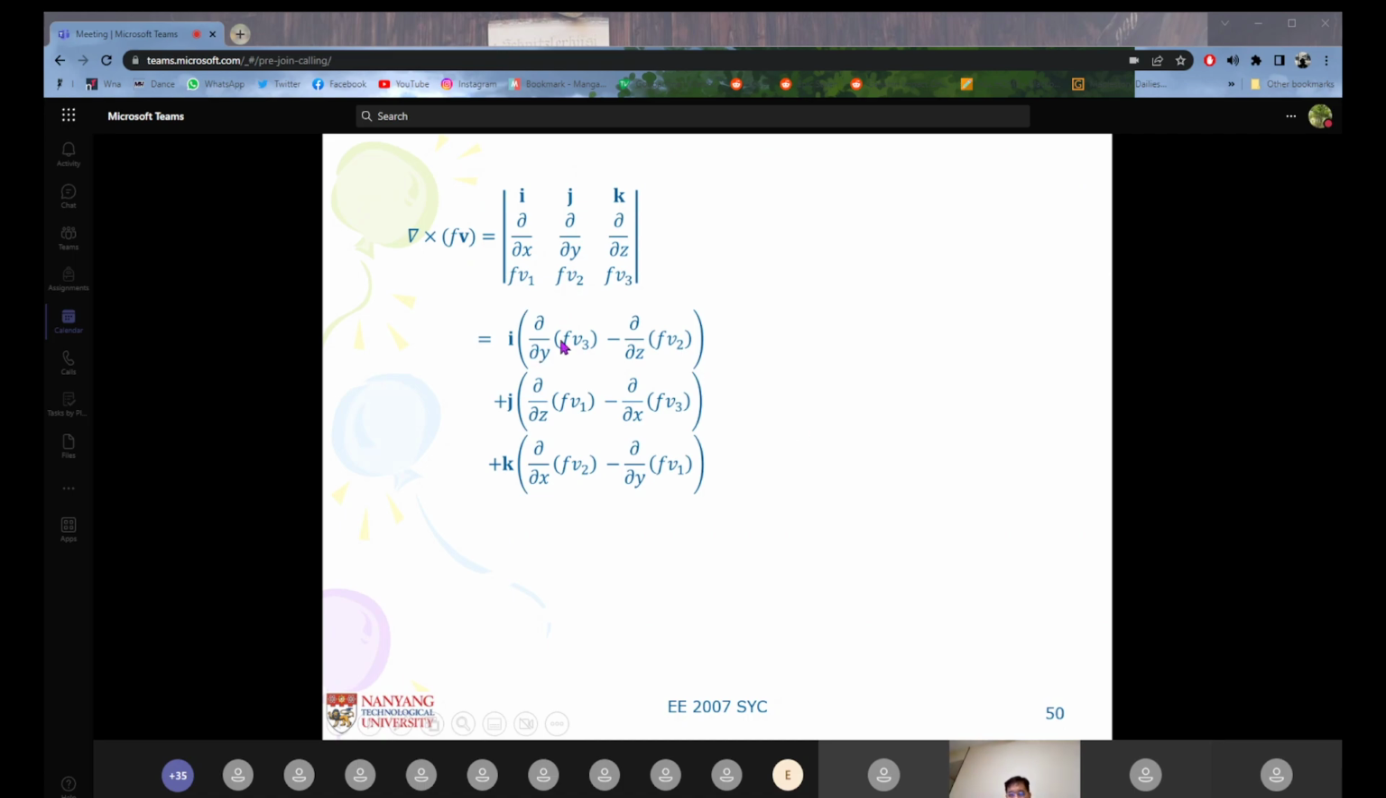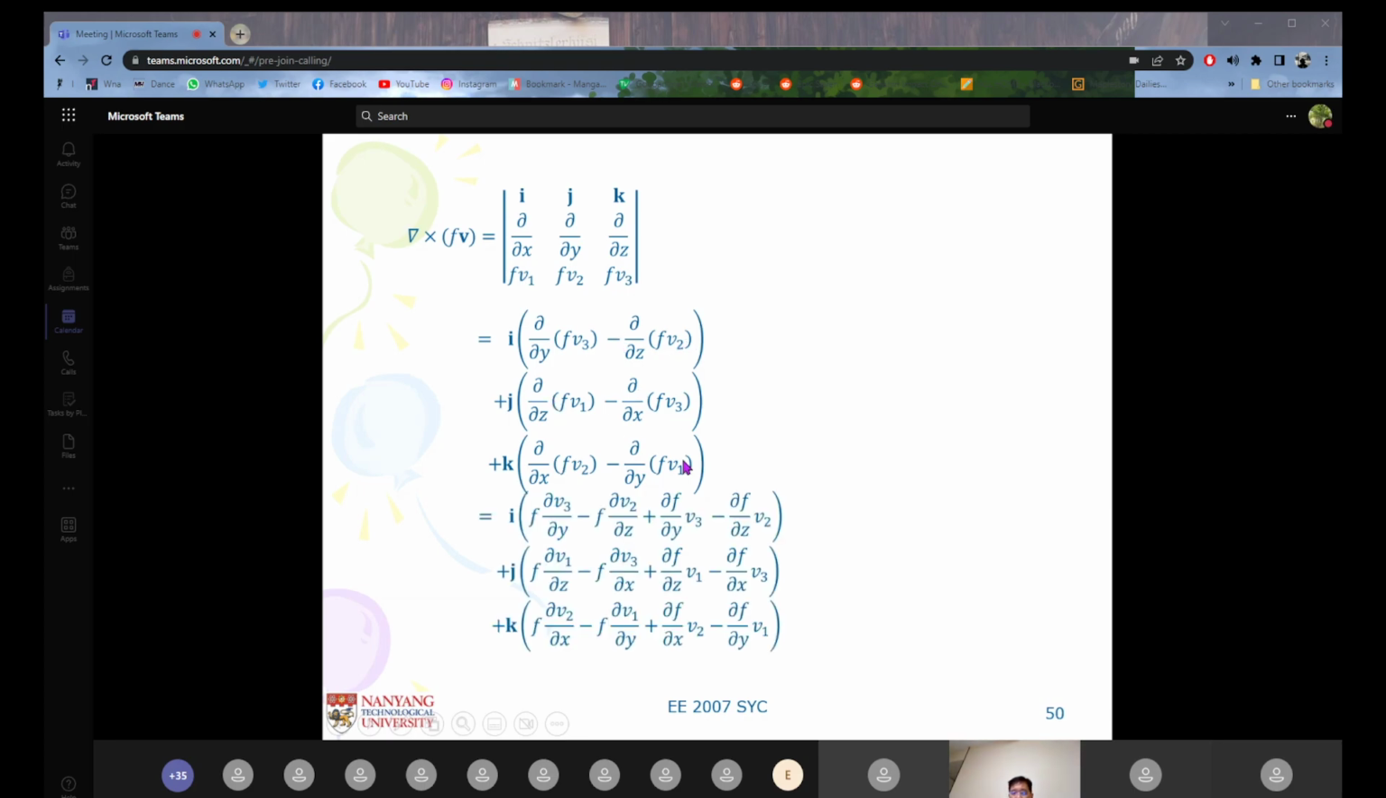So the key thing is, now I need to apply this operator onto this function here. This one is a product of two functions, both of them involving functions of X, Y, Z. So to differentiate this, I invoke the quotient rule. This one also invokes the quotient rule, and so on, right? So if I do that, then I need to reorganize the terms.